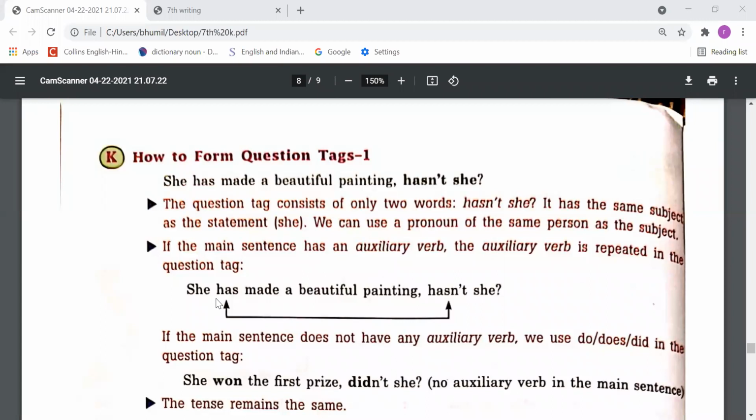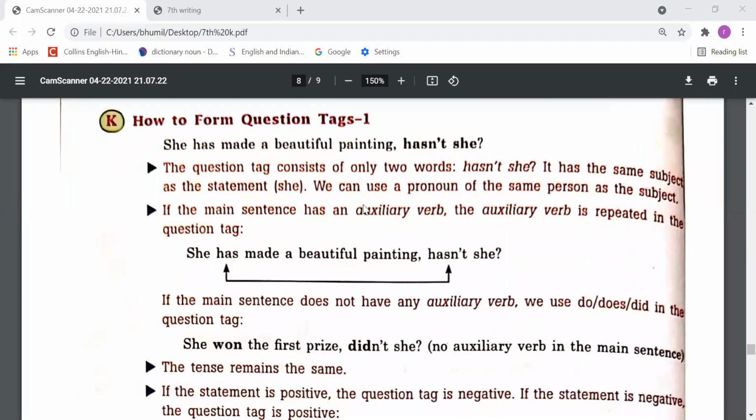So we have understood this point. Two words we have to write. If the sentence is positive, we need to make a negative question tag. If the sentence is negative, we need to make a positive question tag. And for the pronoun, we have to mention the second word according to the subject. If there is a pronoun in the subject, the same pronoun we have to use in the question tag, right?